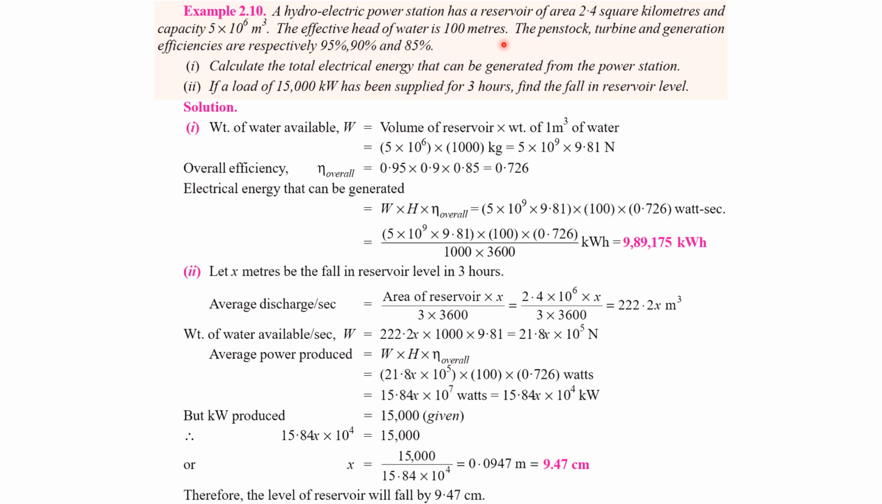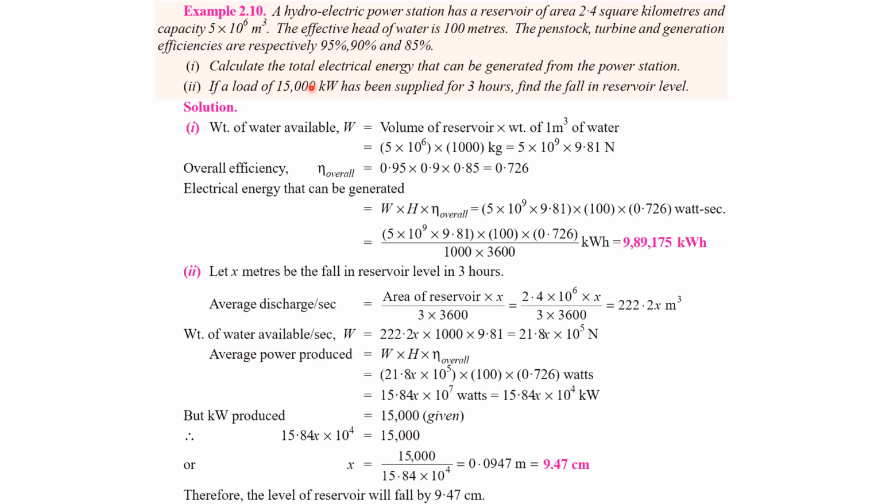You can simply find out the overall efficiency by multiplying all of these efficiencies. You have to calculate the total electrical energy that can be generated from the power station. Number two, you have to find out that if a load of 15,000 kilowatt has been supplied for 3 hours, how much water will fall in the reservoir which you have created. So let us look at this example. It looks to be very interesting.